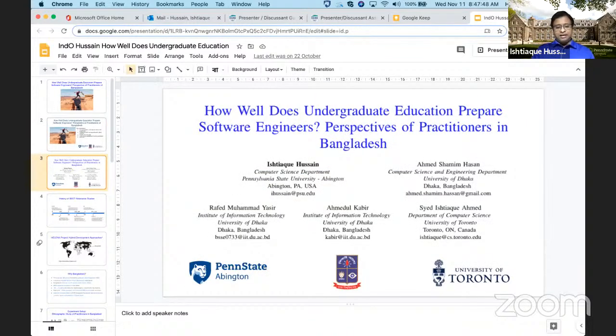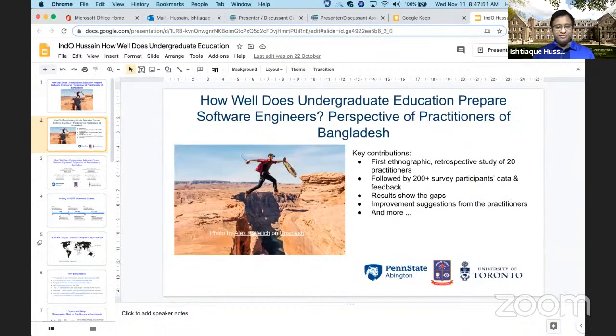These are the authors. Since I have only 2 minutes to give you a teaser on this, let's talk really quickly about what we did here. First of all, we did the first ever ethnographic, retrospective study of practitioners, meaning those who are working in the industry. And we asked them, look back, tell us what you missed, what you do at your workplace, and what you wish you had in your undergraduate studies. And we also asked them to compare what you learned and how helpful it was. So we started off by asking practitioners in our network.